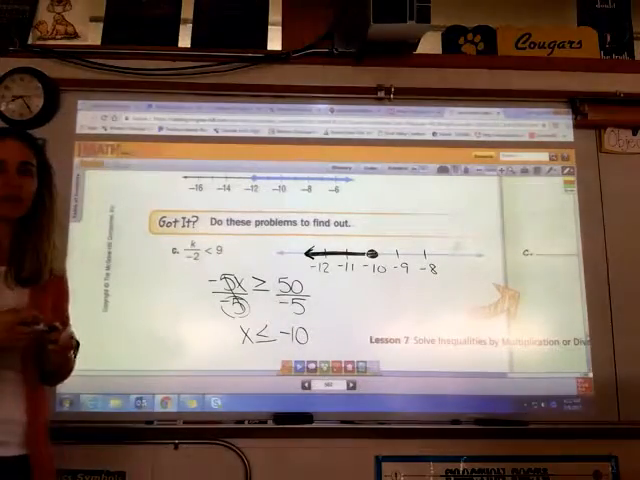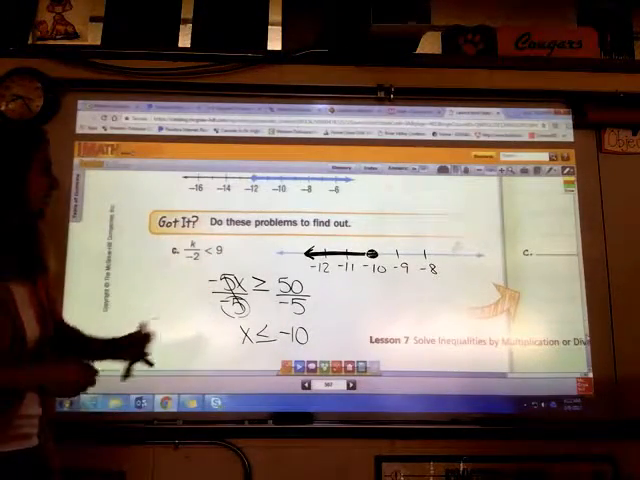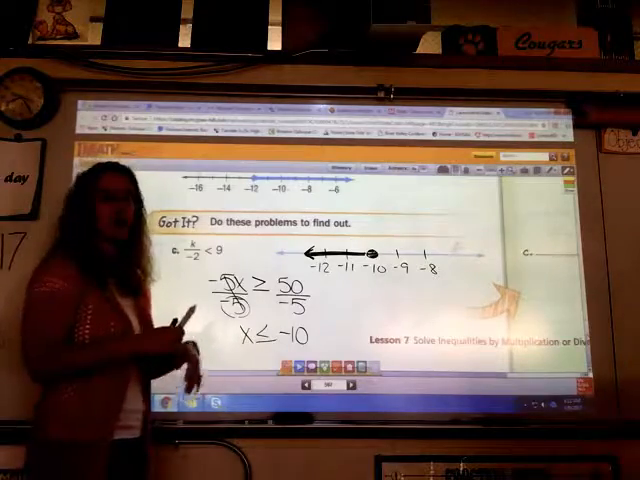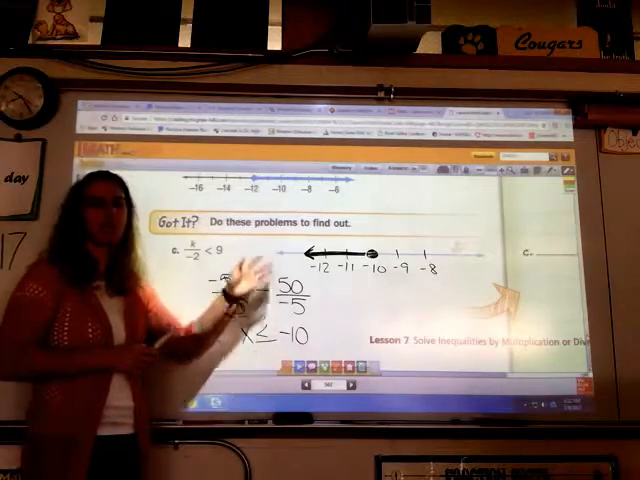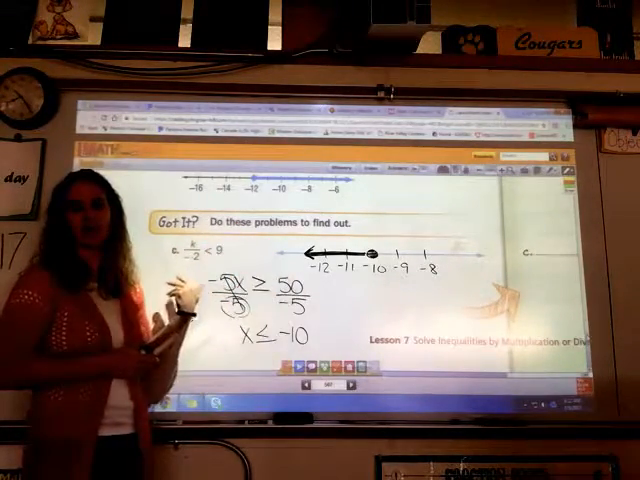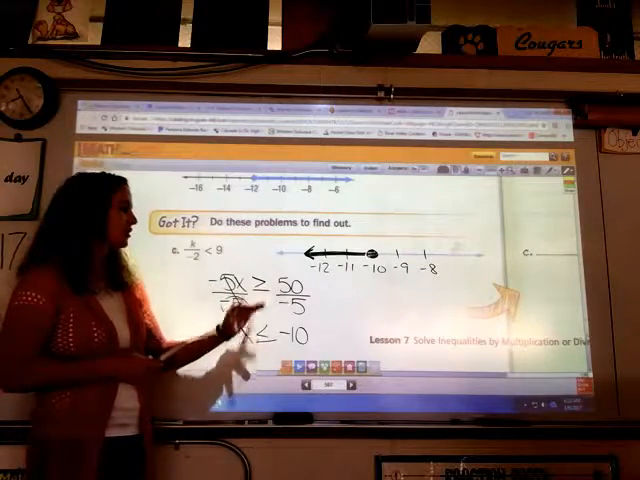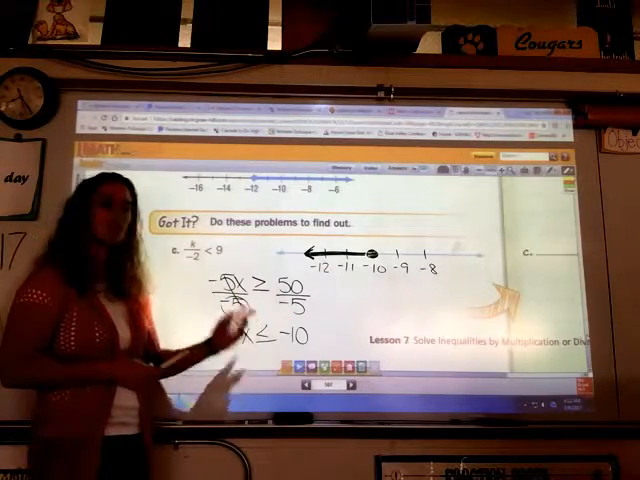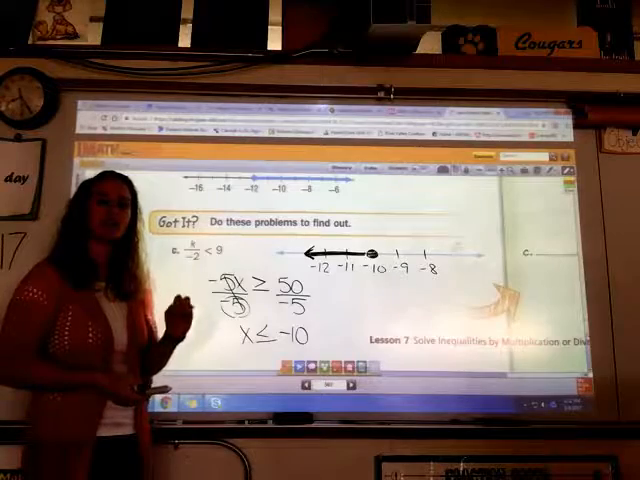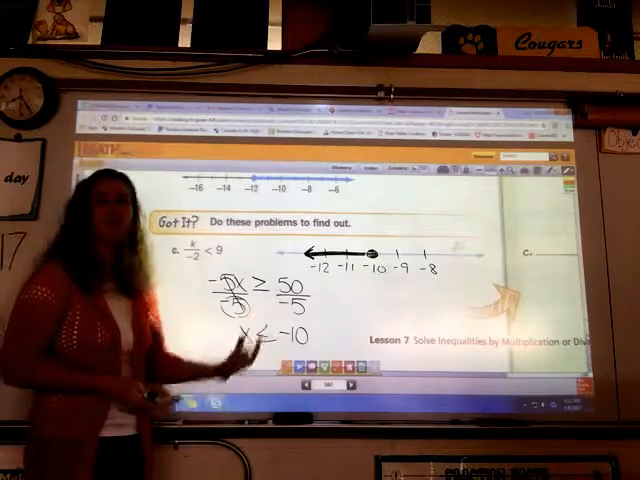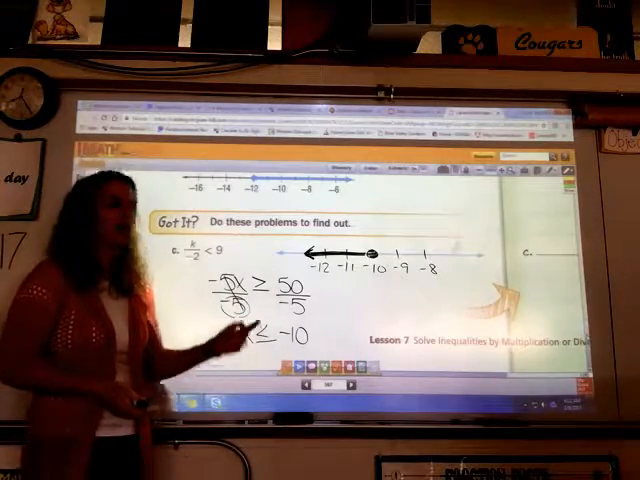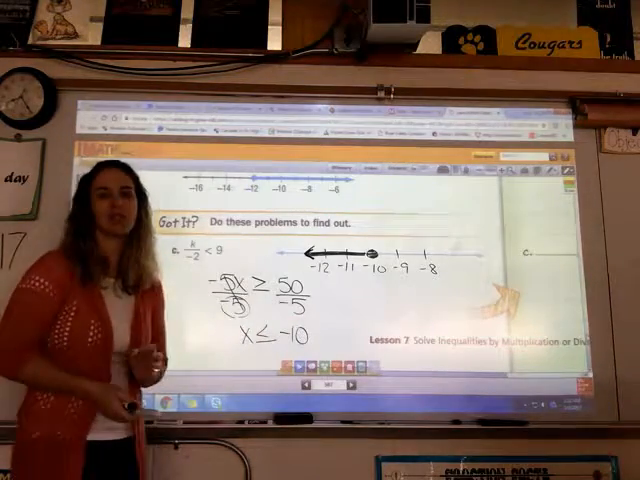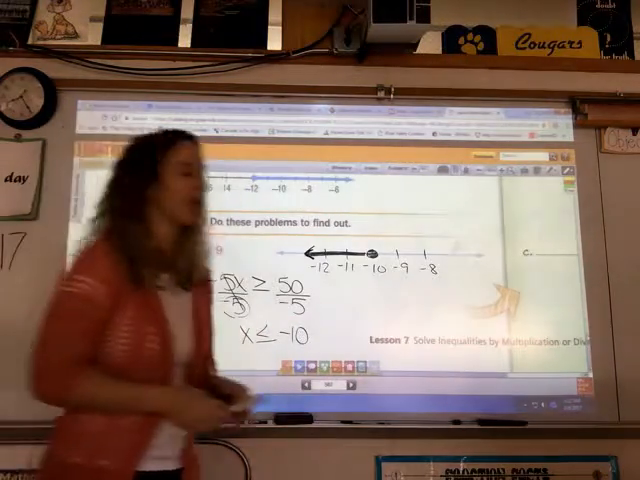So there's another example of when we're dividing. Again, a couple things to remember. Number one, we're still solving them the same way that we did before with our positive numbers. The only difference in this situation is because we're working with negatives. So anytime you're dividing or multiplying by a negative number, we have to make sure that we reverse that symbol. If you're dividing or multiplying by a positive number, the symbol stays the same.